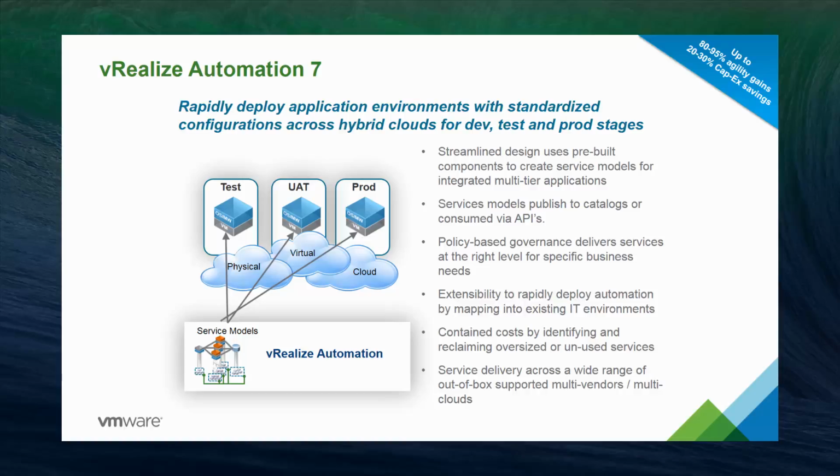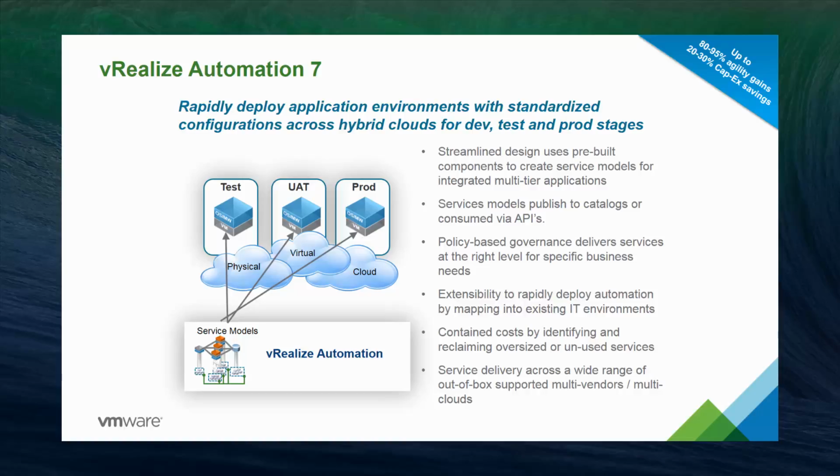vRealize Automation provides policy-based governance, which will ensure that the services get delivered at the right service level, which includes delivering them at the right size to contain costs as well. In the case where a service has been idle or perhaps oversized, it is also possible to reclaim them. This leads to a CapEx savings of typically 20 to 30%, and often customers use those cost savings to justify the purchase of the product, even though the main driver is the agility provided by the products to the business because of all the automation.